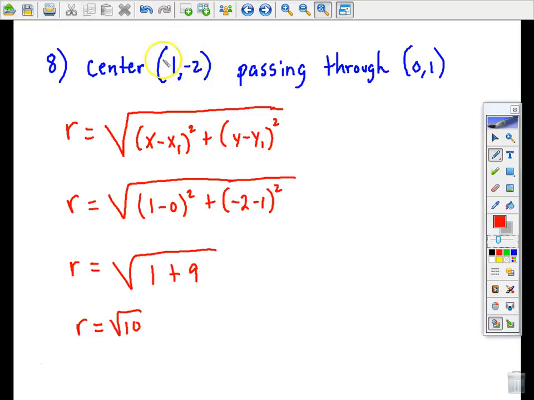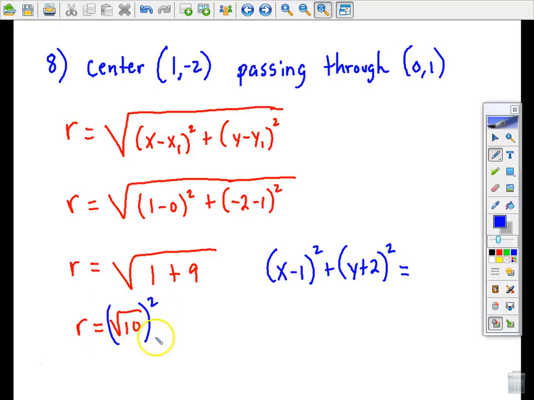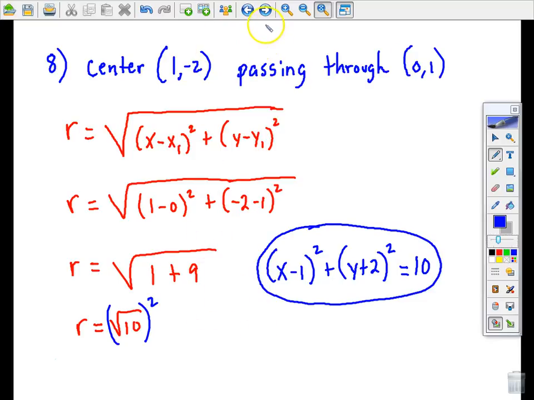Okay, so now remember, we're going to use the center. I'll change color in our equation. So we're going to do x minus 1 squared plus y plus 2 squared equals radius squared. Well, this is radius. If you take the square root of 10 and square it, you get 10. So this ends up being my final equation. All right, very good. So that's the answer for number 8.